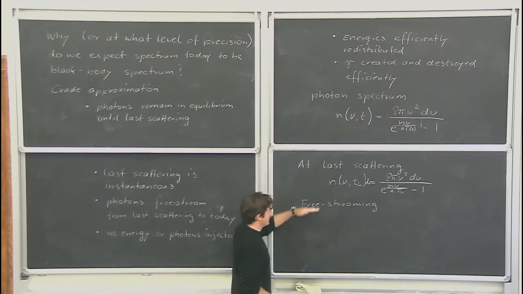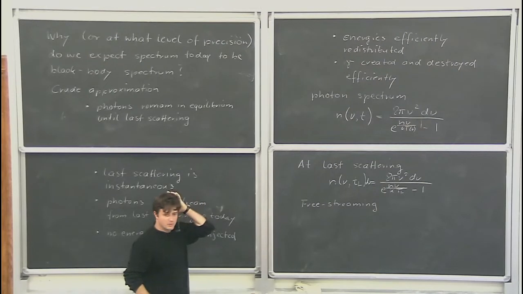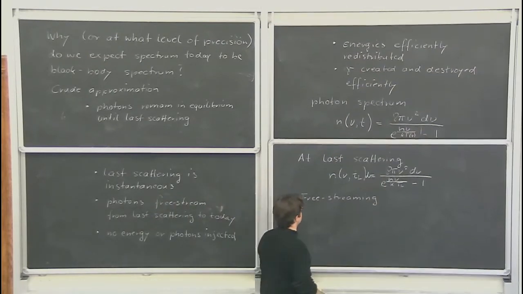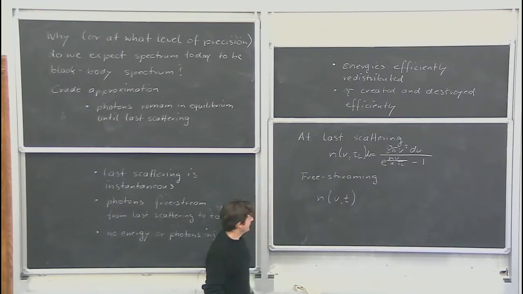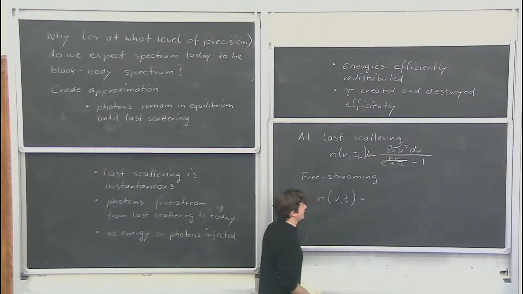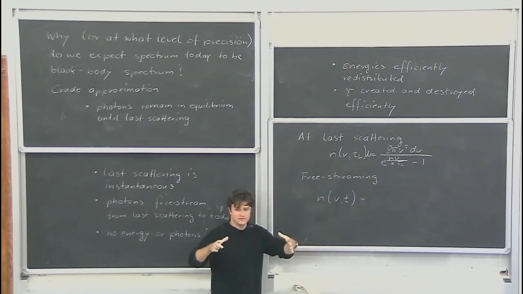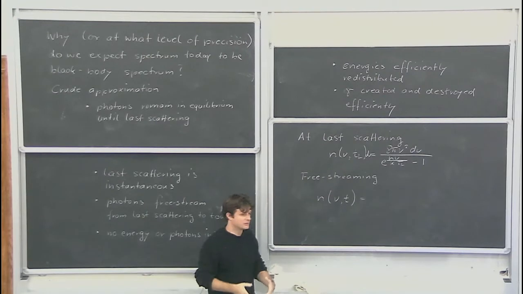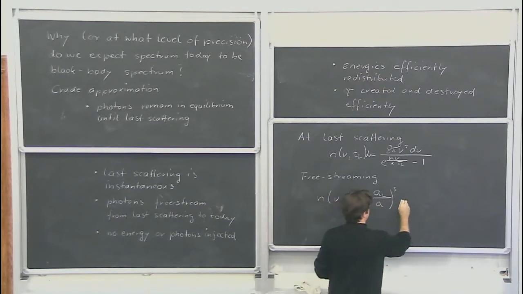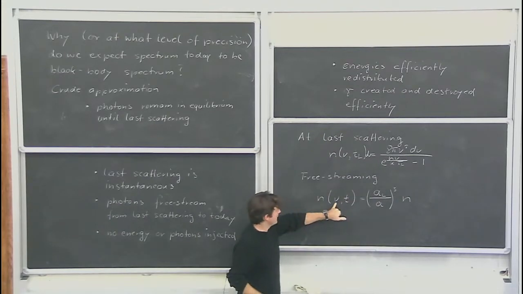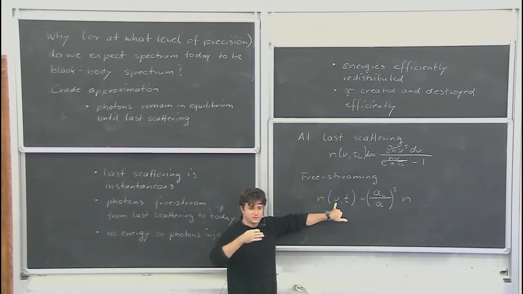And for this, to understand what the spectrum is while the photons free stream, we'll use some of the effects that we calculated in the last lecture. So what we'll need is, if we want to know the spectrum as a function of frequency at some time t after last scattering, then we know a number of things. So one of the things we know is that the number density of photons redshifts like the scale factor cubed. So we will have a power of a last scattering over a cubed. And then we also know that if we see the photon today with a frequency nu, at last scattering this photon had a higher energy because the energy redshifted as a function of time.